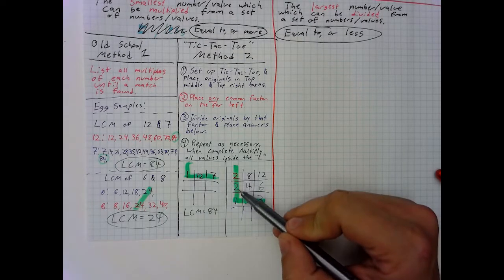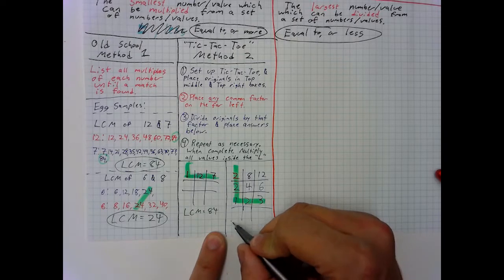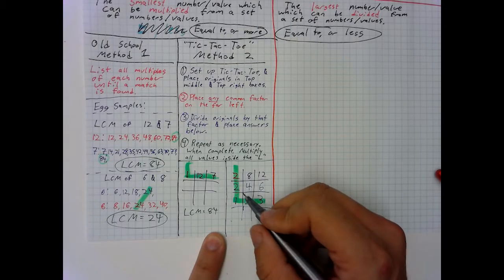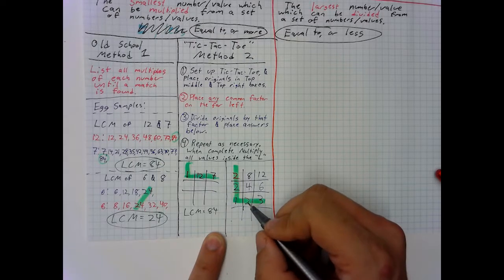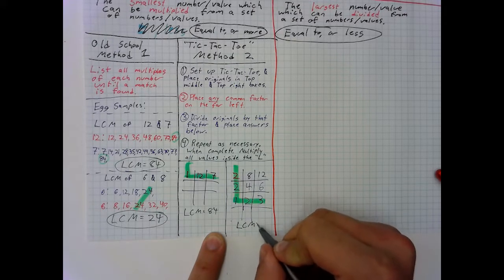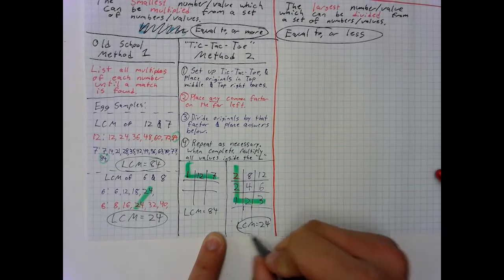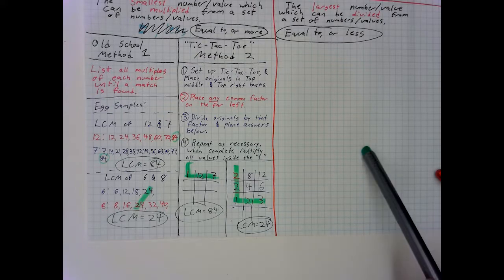Instead, I have to do 2 times 2 times 1 times 2 times 3. So, 2 times 2 gives me 4, times 1 is still 4, times 2, so that 4 times 2 is going to give me 8, and that 8 times 3 gives me an LCM of 24. Those are the 2 prime methods that I'm going to suggest for finding least common multiple. Now on to GCF, or greatest common factor.